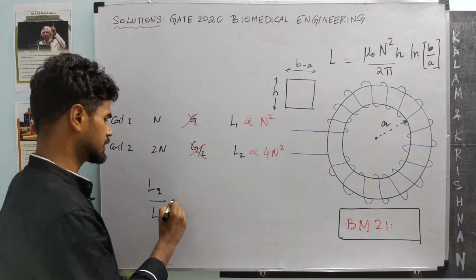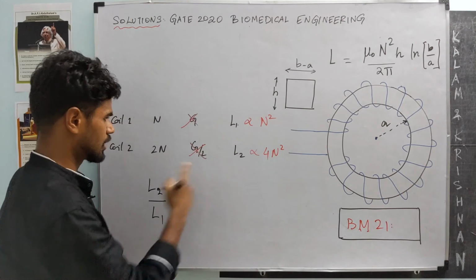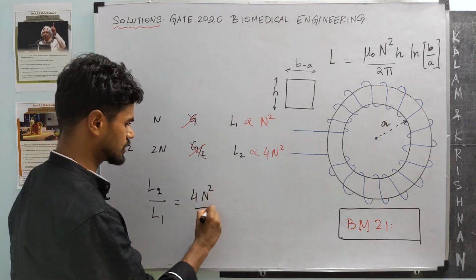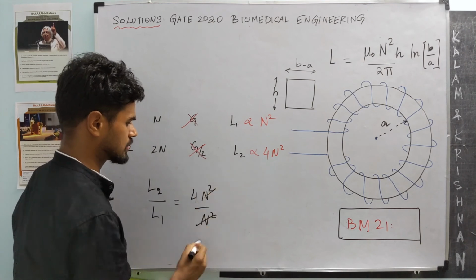So the ratio of inductance just depends on the number of turns in the coil, the square of the ratio of the number of turns. So 4n square by n square, which is 4.